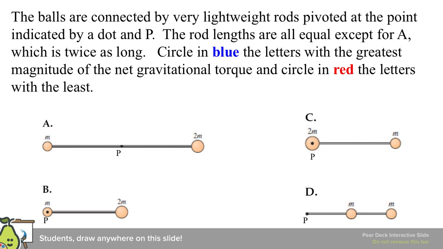All right, these balls are connected by very lightweight rods pivoted at the point indicated by the dot and the letter P. The rod lengths are all equal except for A, which is twice as long. Circle in blue the letters with the greatest magnitude of net gravitational torque, and circle in red the letters with the least.